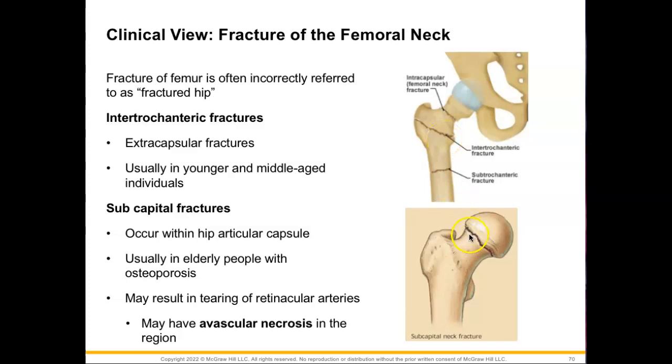If we have a subcapital fracture, capital is referring to the head, right? So it's right below the head. And this occurs within the hip articular capsule, and usually in more elderly people that have osteoporosis. It may also result in tearing of those retinacular arteries there, which if we tear those arteries, we're not getting blood supply to that area, so it can develop into avascular necrosis, meaning that tissue is going to die in this region because it's not getting its blood supply.